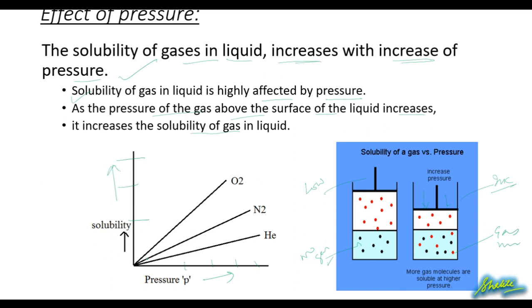In the case of oxygen, the solubility is increasing with the increase of pressure, and nitrogen gas solubility is increasing with the increase of pressure, and solubility of helium gas is also increasing with the increase of the pressure. So we see that solubility of gases in liquids increases with increase of the pressure.